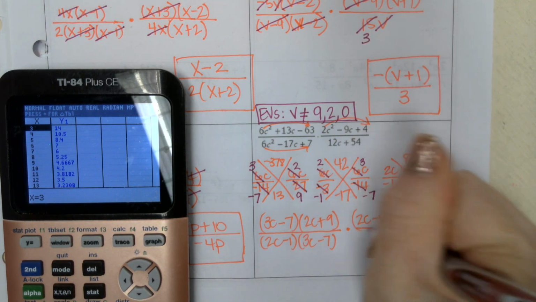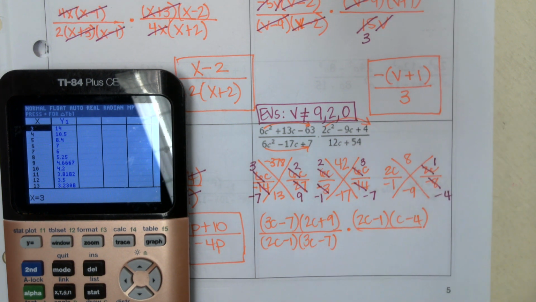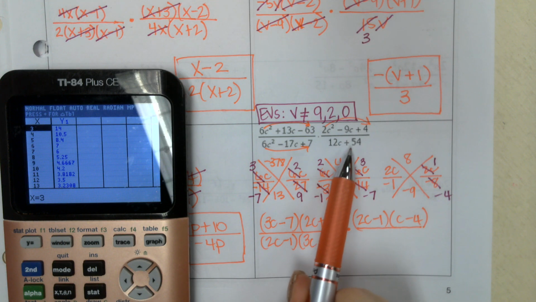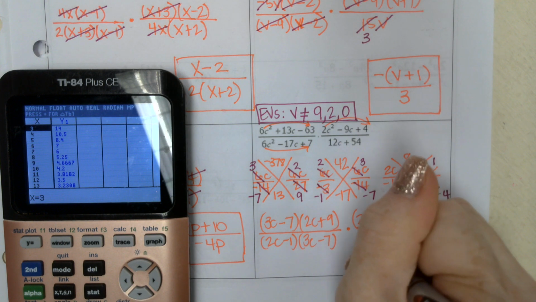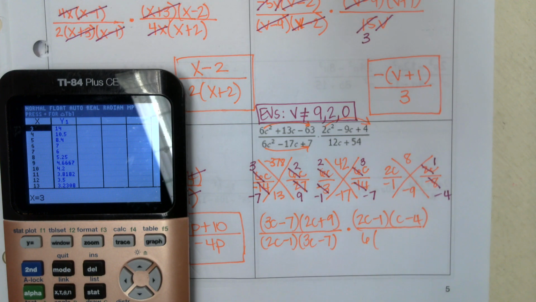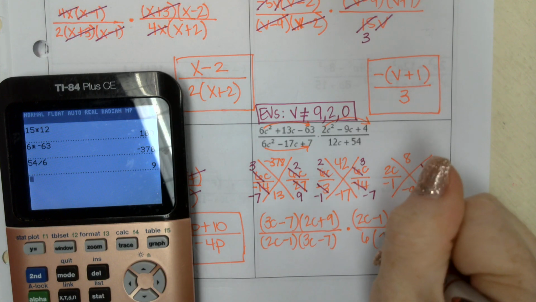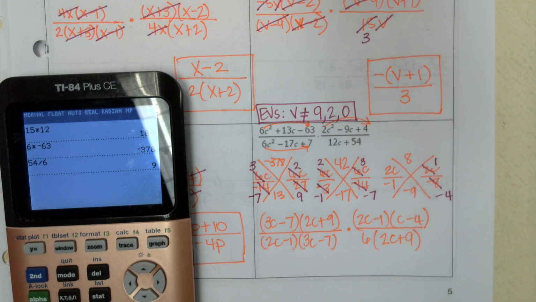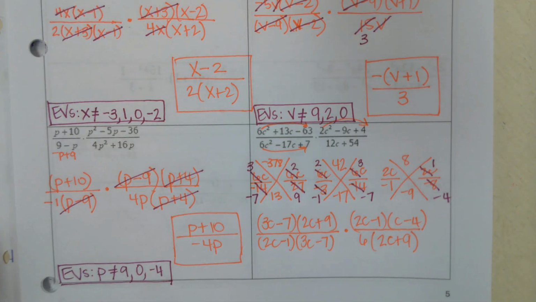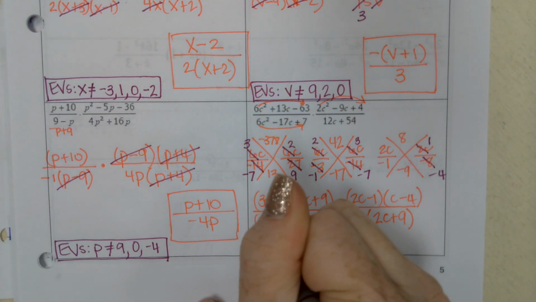So 2c minus 1 and c minus 4. What can I take out here in this denominator? A 6. That leaves me with, let's see, 54 divided by 6. Yep. Okay, that gives me 2c plus 9. Thank you. All right. That took a little bit longer just because I had more factoring processes to do.